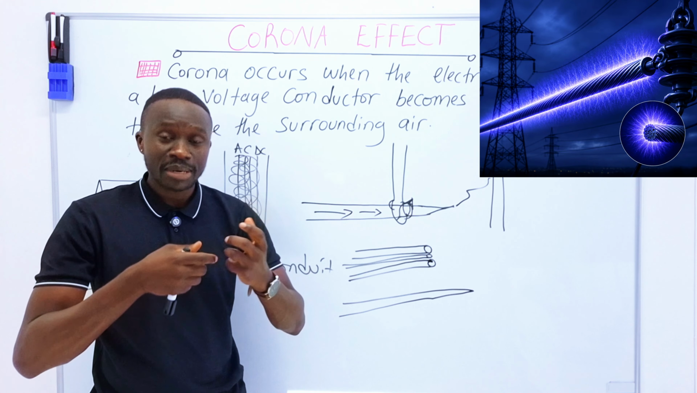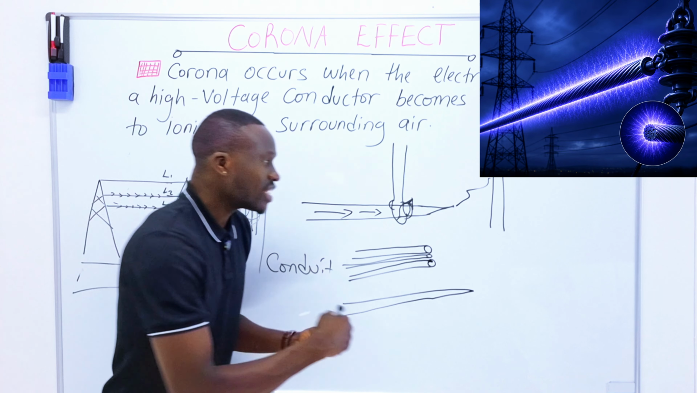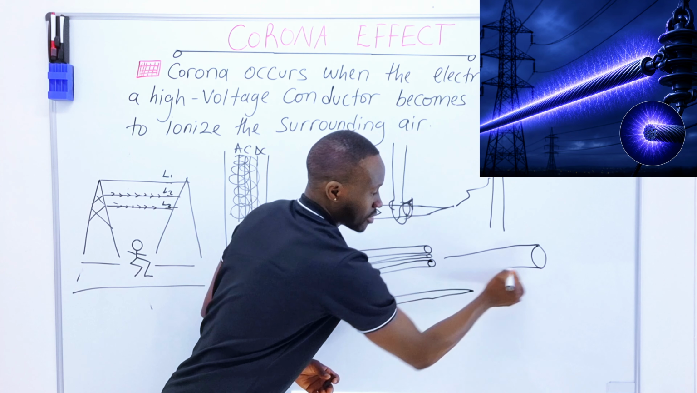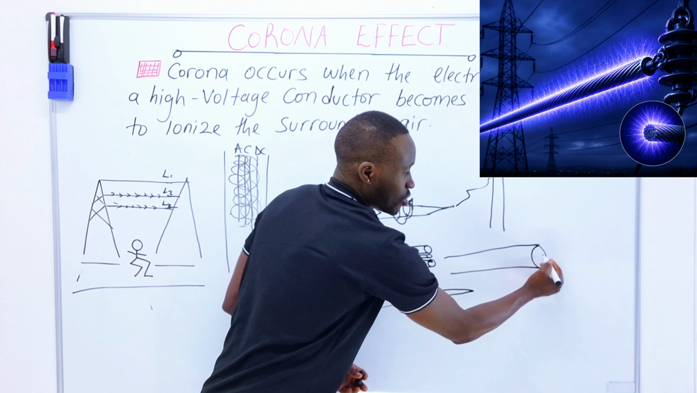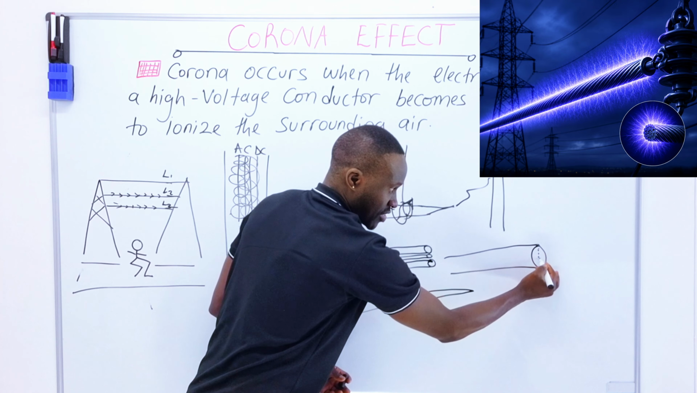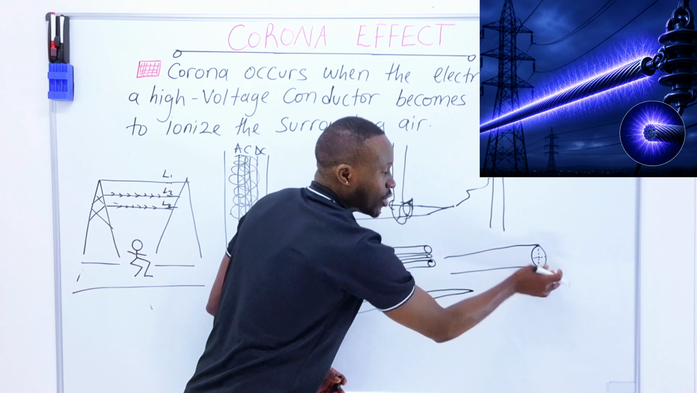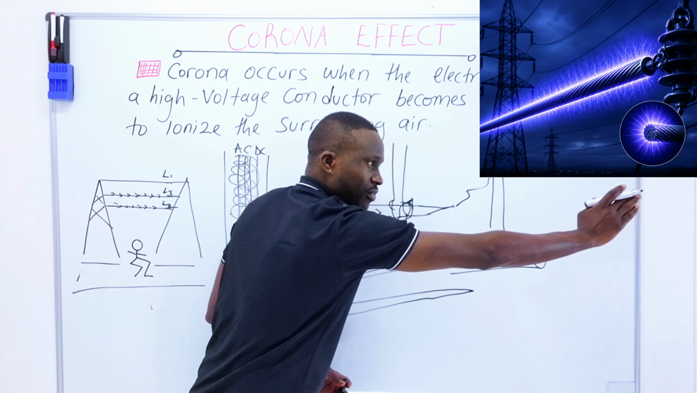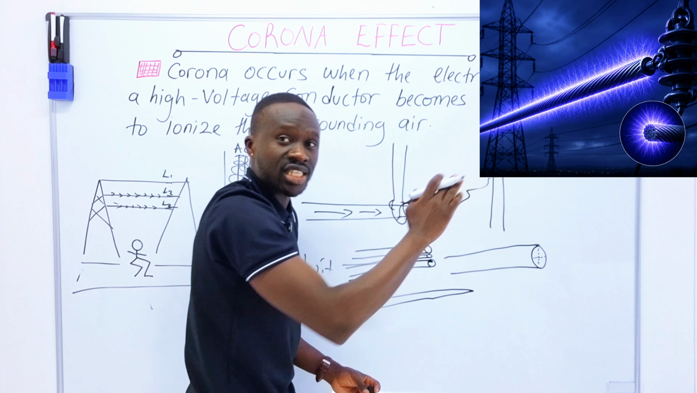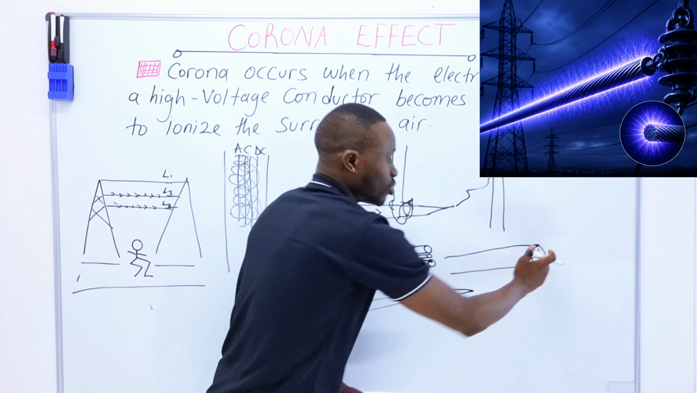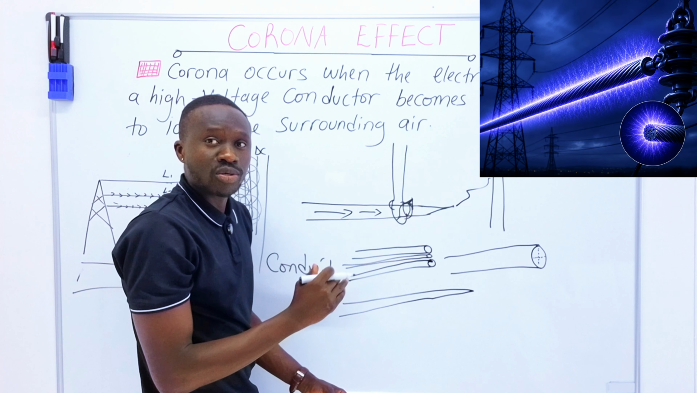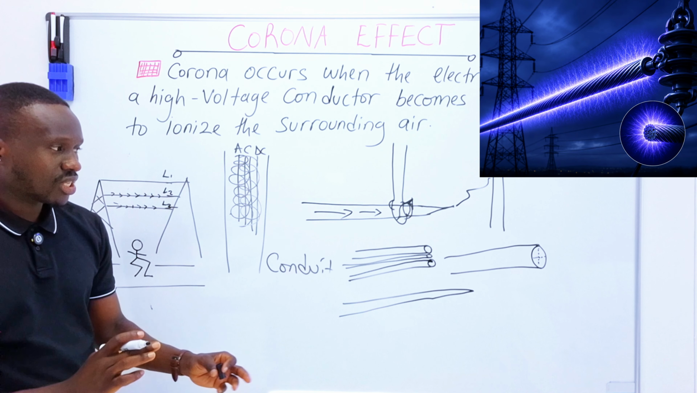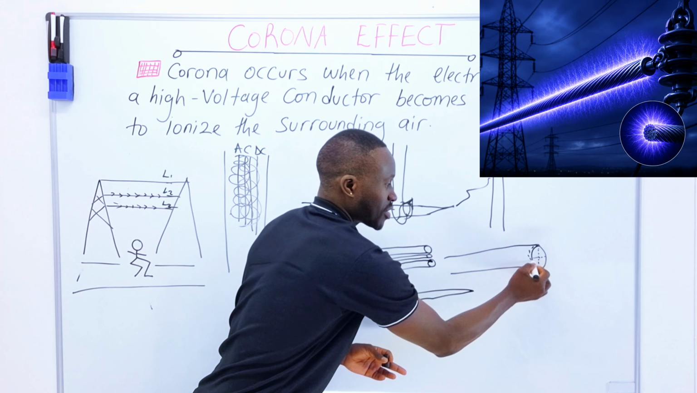One cable has a big diameter. Let us say this is the cable, and the diameter is the end point. When it is big, the corona effect will not jump. That bluish color you see at high voltage will not jump outside to ionize the air molecules. It will end here in the cable.